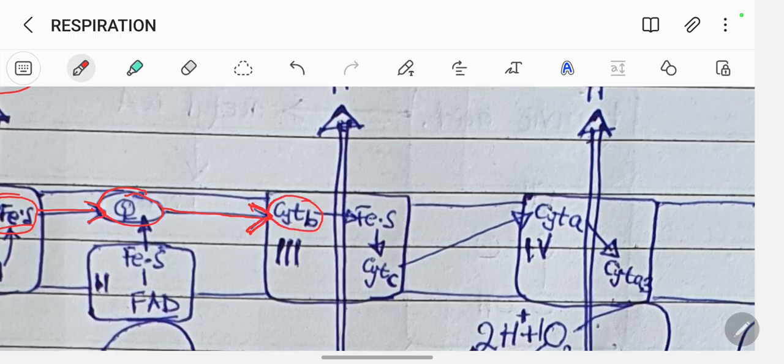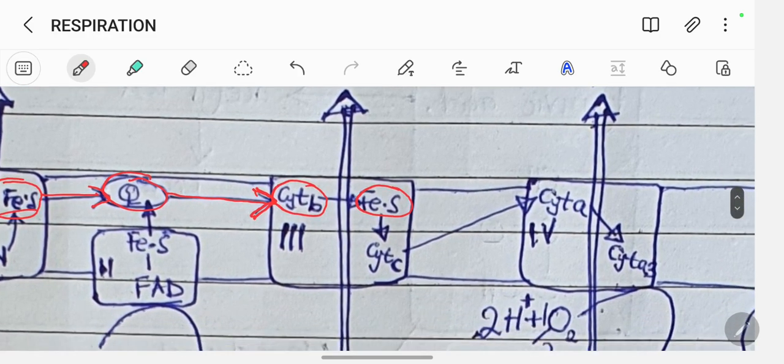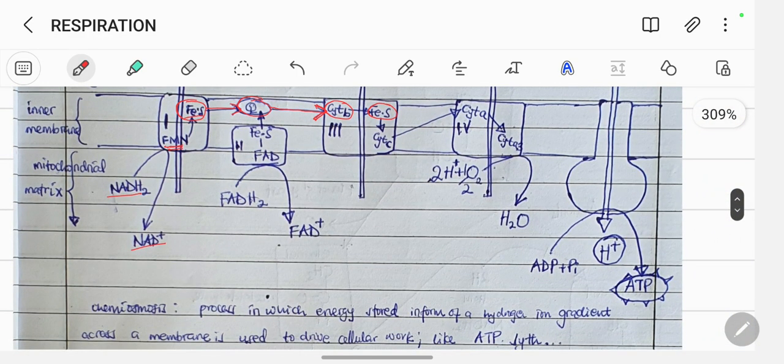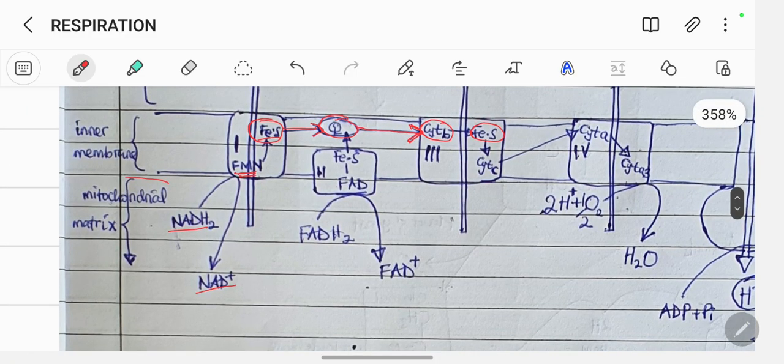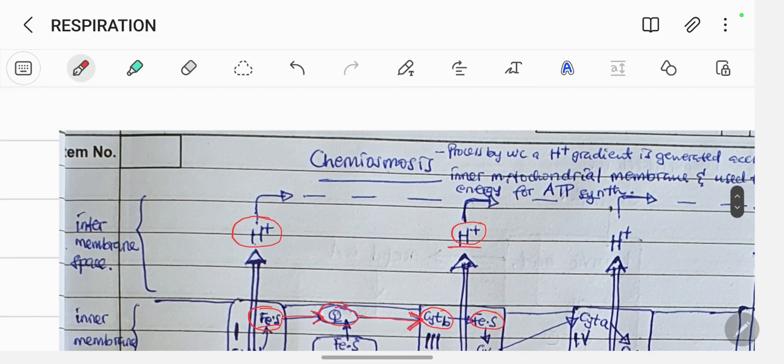As cytochrome B transfers the electrons to the iron sulfur protein, that very energy that is possessed by those electrons is going to be lost at that point, and we are going to time that very moment and use that energy to pump hydrogen from the mitochondrial matrix to the intermembrane space here. So this one is all our intermembrane space.